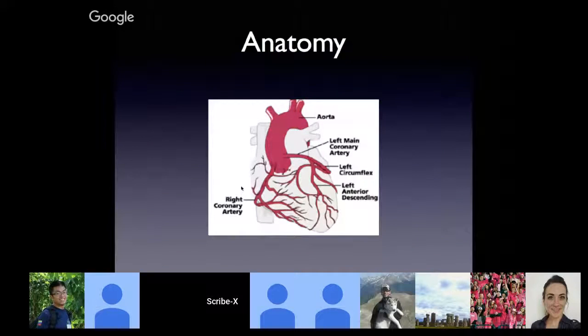And the right coronary artery gives blood to the right side of the heart. This also happens to be the inferior side of the heart, if you're inclined to listen to your docs talk about the patient's inferior MI, things like that.